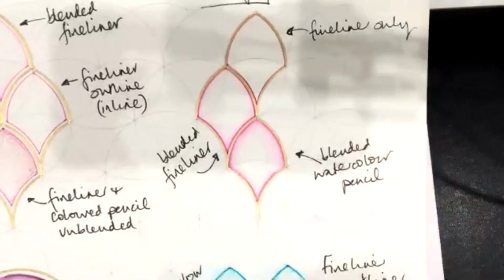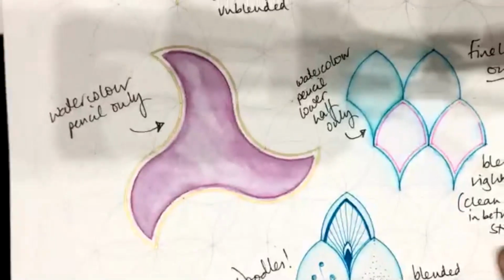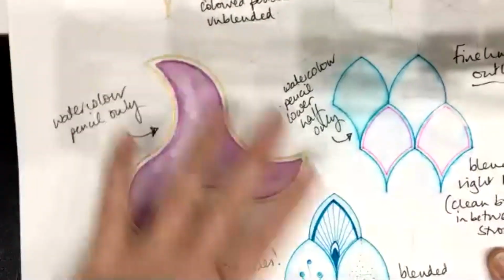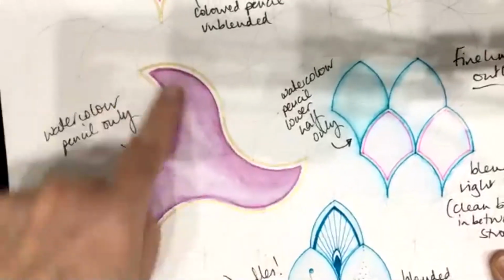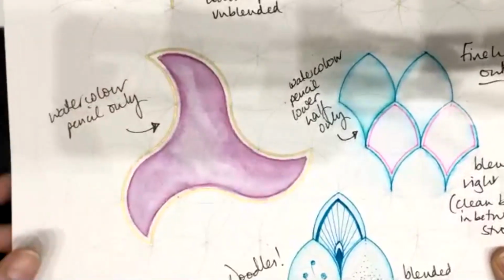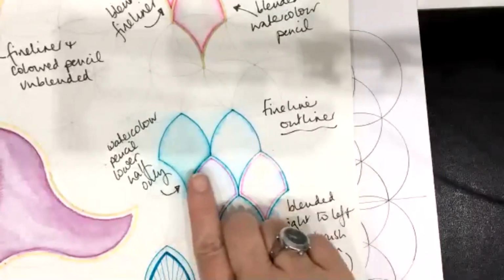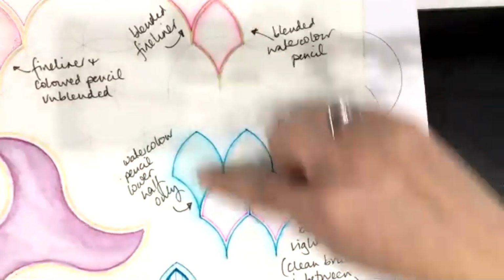You get more pigment with watercolour pencil. This one was watercolour pencil. I do find watercolour pencils quite challenging to use, especially the bigger the area that you're filling with colour, the harder it is to control the colour, I find. And then here, I've outlined with fine liner rather than having an extra gold outline.